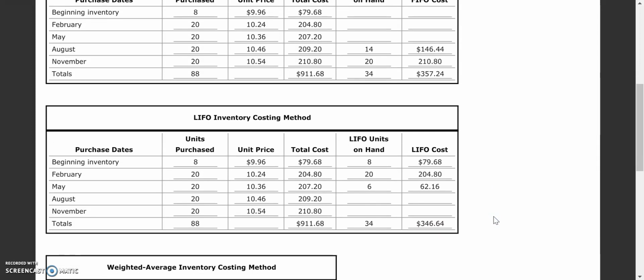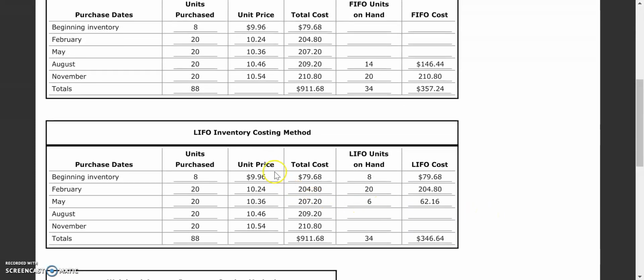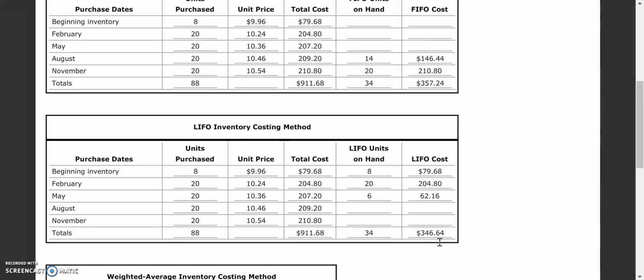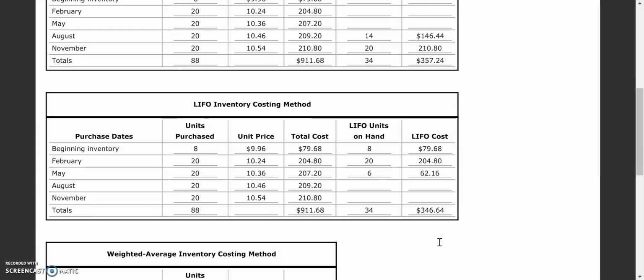And that is LIFO. Now remember, in a period of inflationary times, meaning prices are rising, you can see that with your unit prices here, they're going up. FIFO is always going to have the highest total ending inventory, which means lower cost of merchandise sold, which means higher net income. LIFO is always going to give you a lower ending inventory, which gives you a higher cost of goods sold and a lower net income. Both have their places and perks. However, you have to find the one that works best for your business.